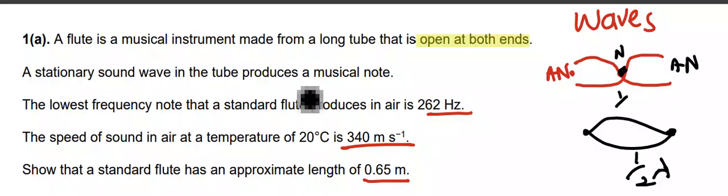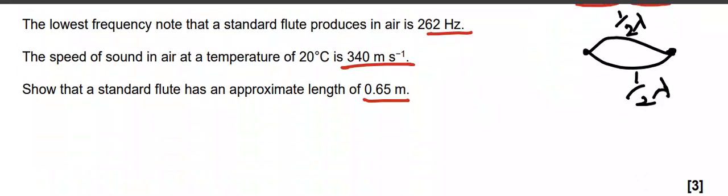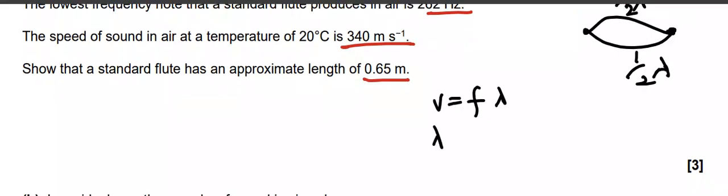So let's write that there. If we combine it, it's the same. So we have half a wavelength. And now we're going to be using the formula that links wavelength and frequency together, which is wave speed is equal to frequency times wavelength. We're working out wavelength here, so the formula becomes speed over frequency.